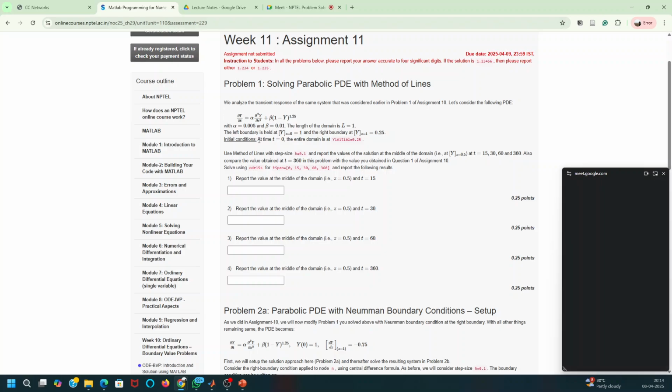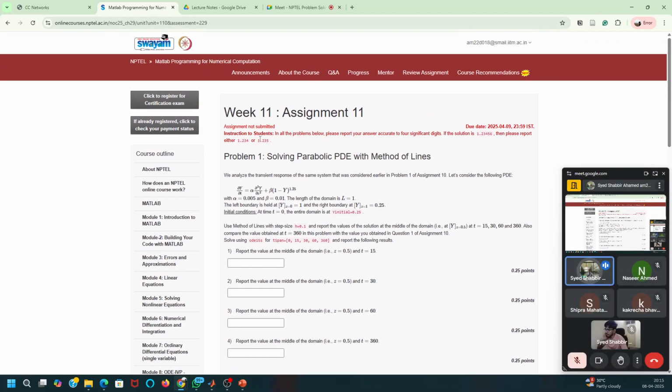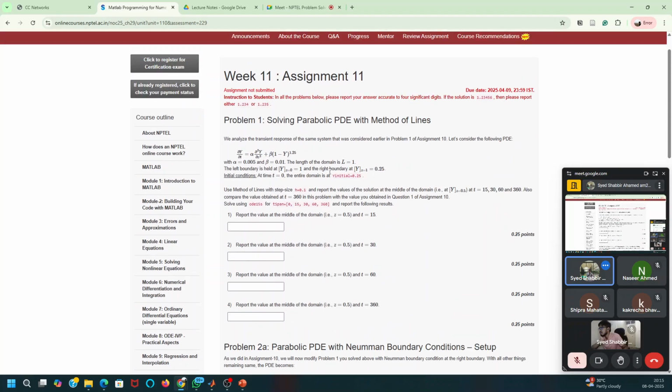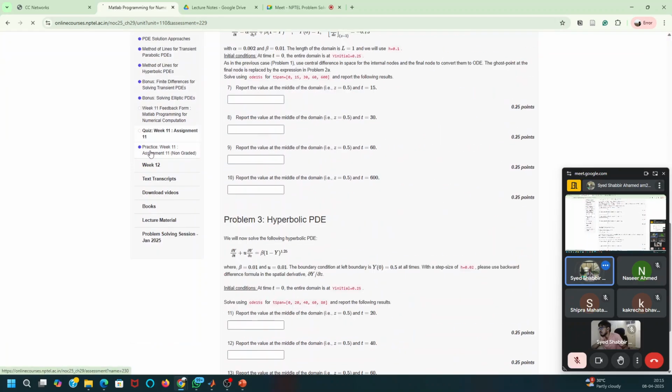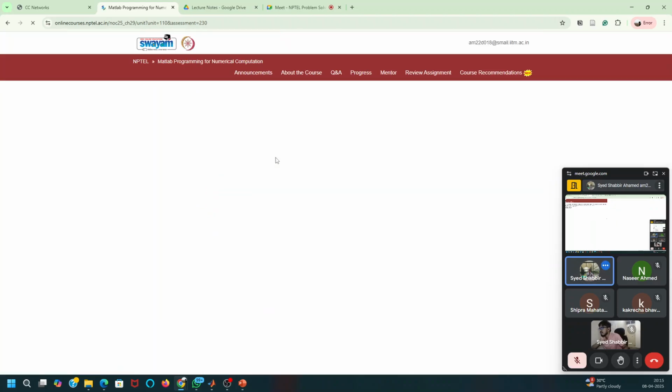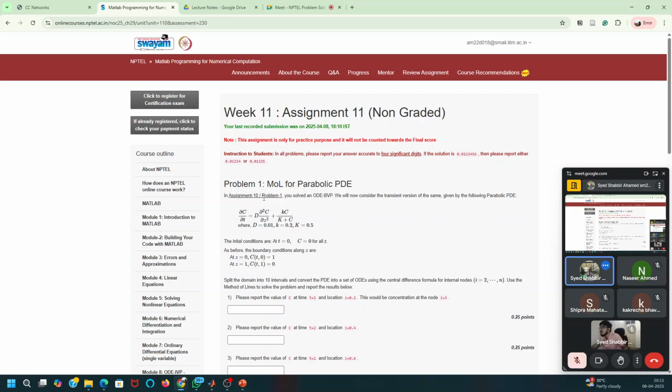Okay, so I think we will see the same kind of problem here. So this is also a transient state problem. We will solve the practice assignment. So this is the same kind of problem.